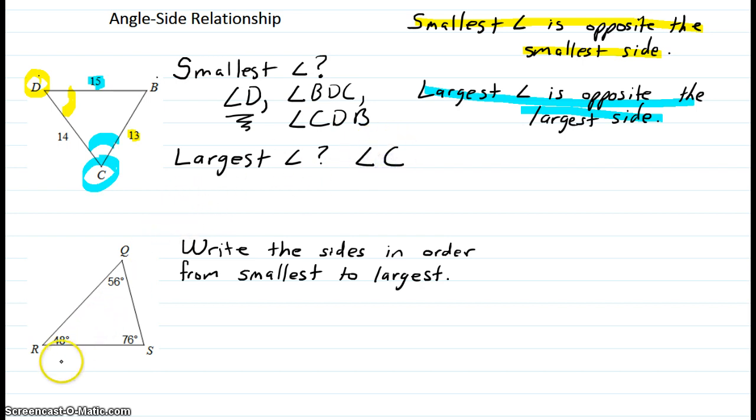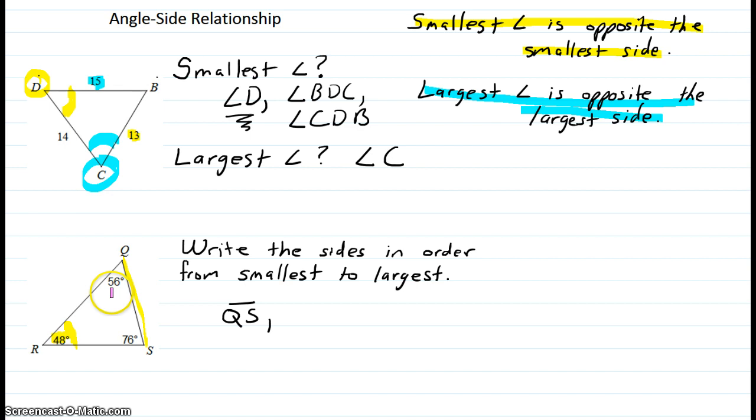Now as we look at the next problem, we have our angles this time, and the question says write the sides in order from smallest to largest. So first we should identify the smallest angle, and the smallest angle is 48. As this angle opens, it makes the side opposite, QS. So QS is the smallest side. So you would say segment QS, because we're going from smallest to largest.